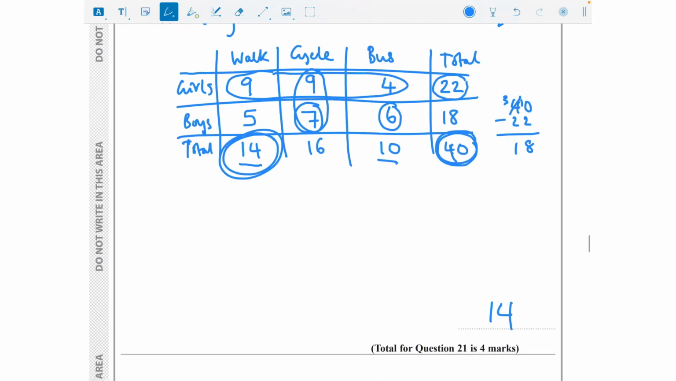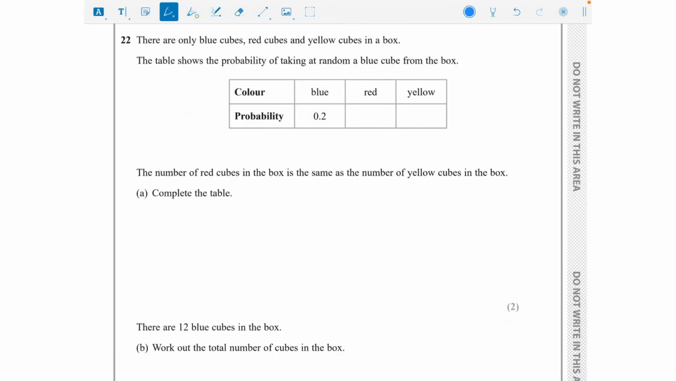14 students. Question 22. There are only blue cubes, red cubes and yellow cubes in a box. The table shows the probability of taking at random a blue cube from the box. So we've got the colours blue, red, yellow. They are the only options. They've told us in the question that that's all you can get. And then we've got the probability underneath.